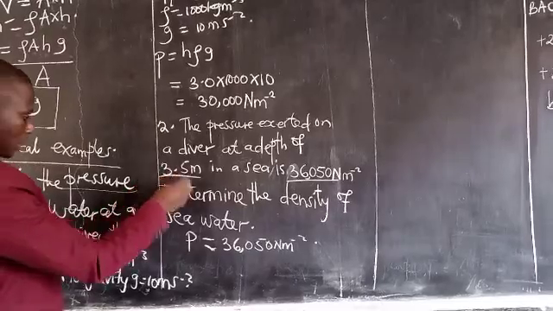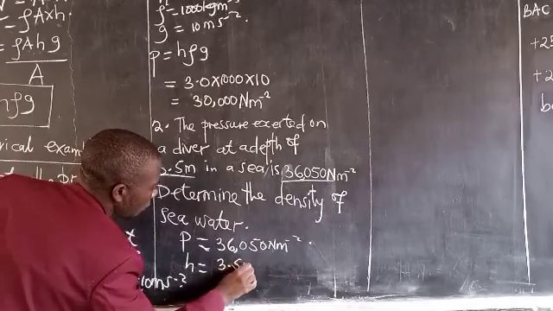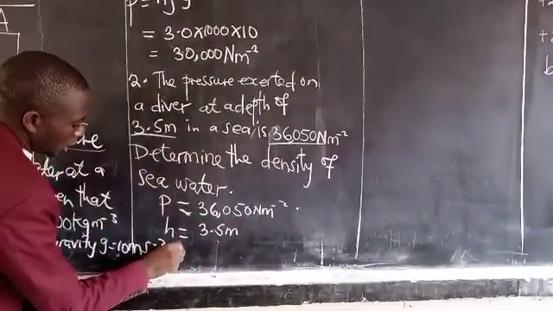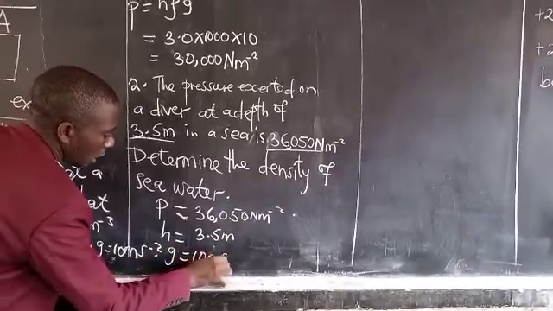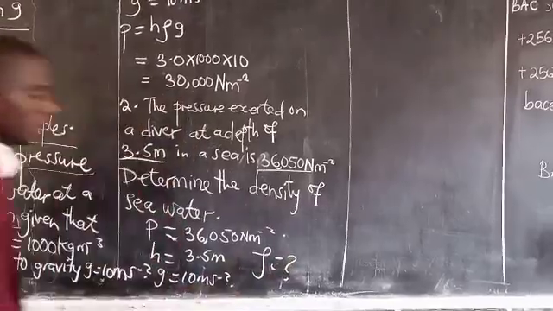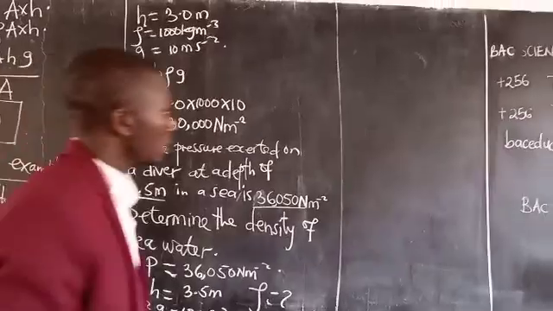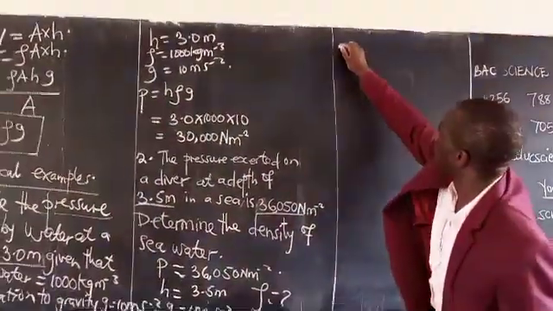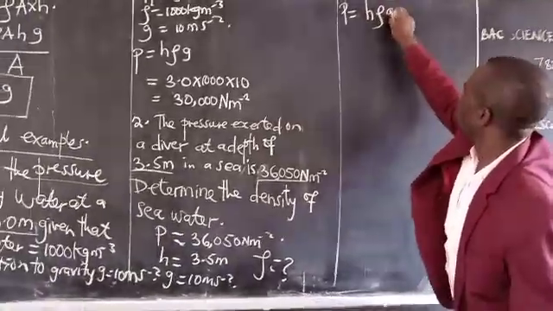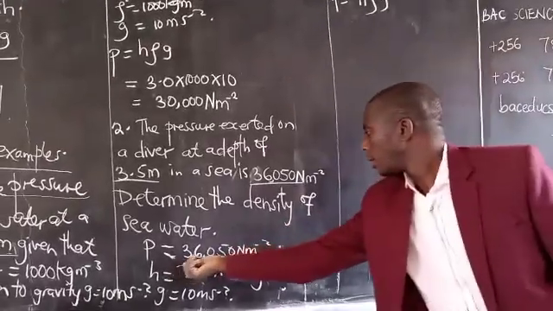It is at a depth of 3.5 meters. And of course we know that G is 10, a constant. So we don't have density. So from pressure equals H rho G, we have our pressure here.